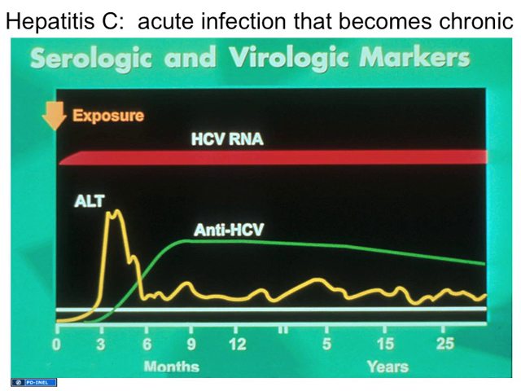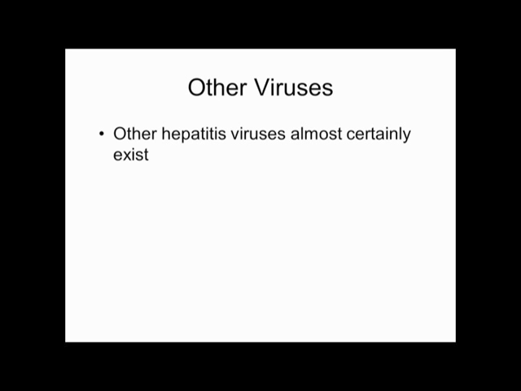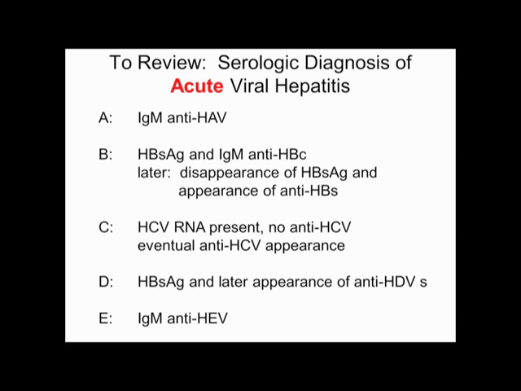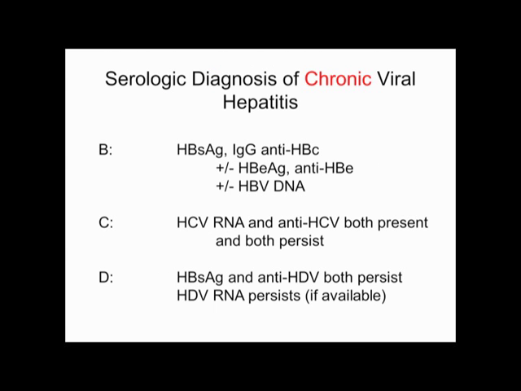Okay. So other hepatitises absolutely exist. We don't know about them yet. So this is to remind you of the serologic diagnosis for acute viral hepatitis. This is for chronic. So this is how you tell the difference between acute and chronic.